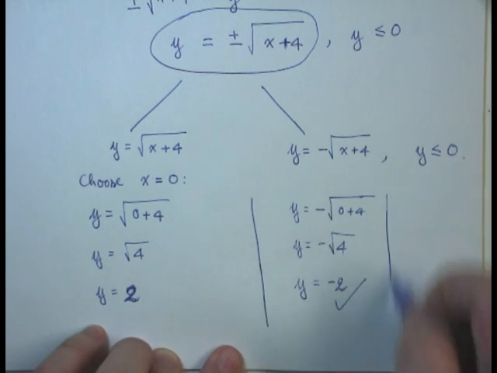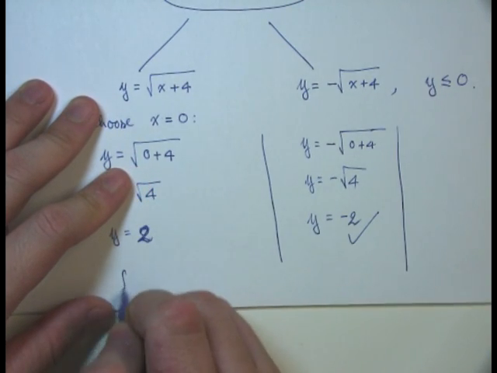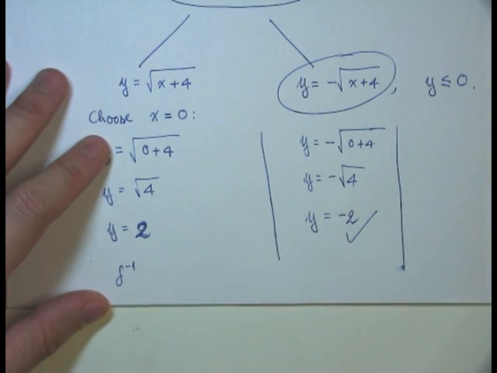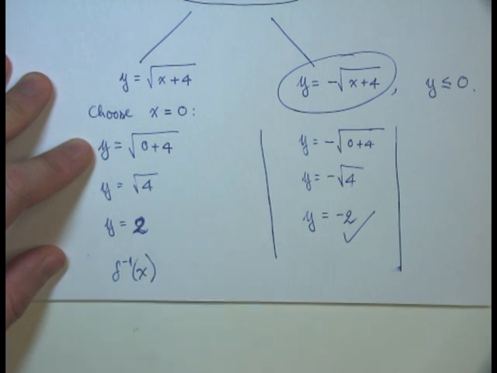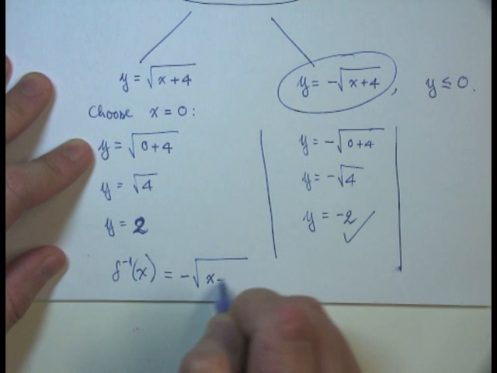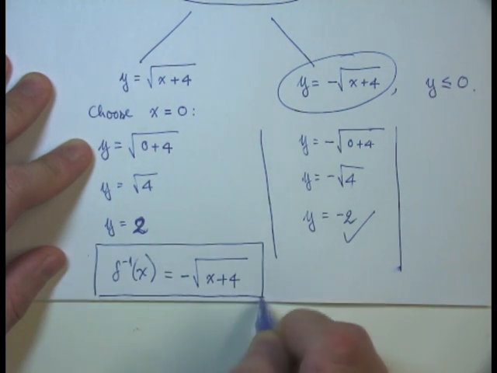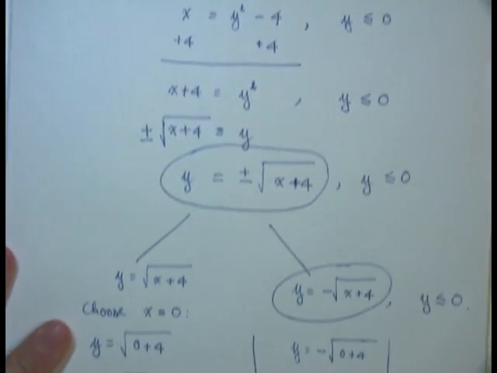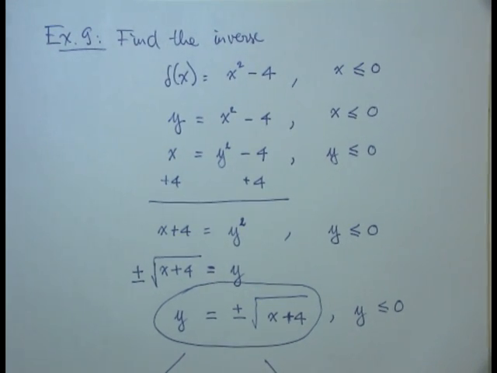That's why, for my final answer, this expression is going to be the winner. So the inverse function, f of x inverse, equals minus the square root of x plus 4. And here I'm putting my answer in a box. And that is how you can find the inverse of a function in a restricted domain.